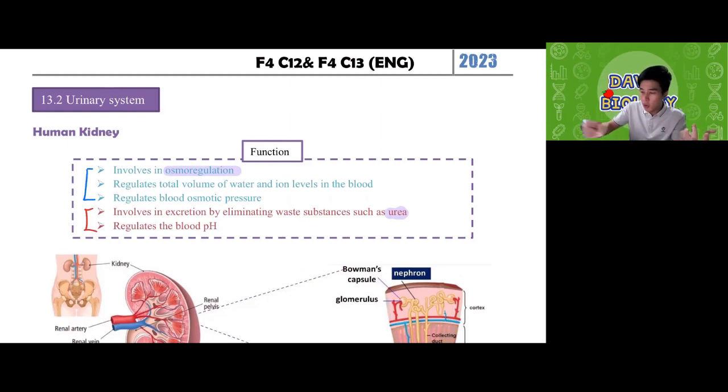Osmo means water. Regulation means you control the water in your body. So kidney also helps you to make sure the water level in your body is not too much, not too little. Understand? So before we start with kidney, we need to look here first.